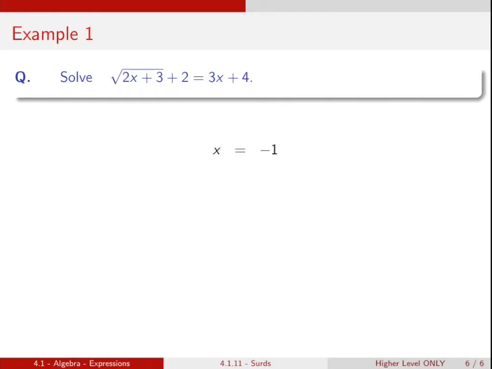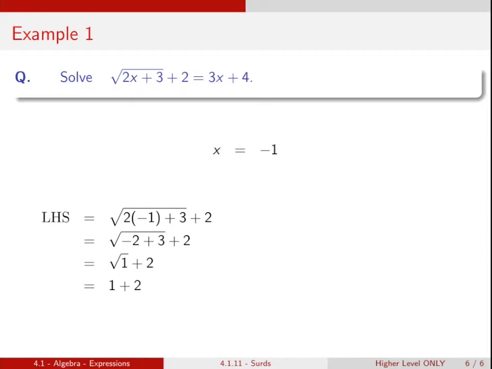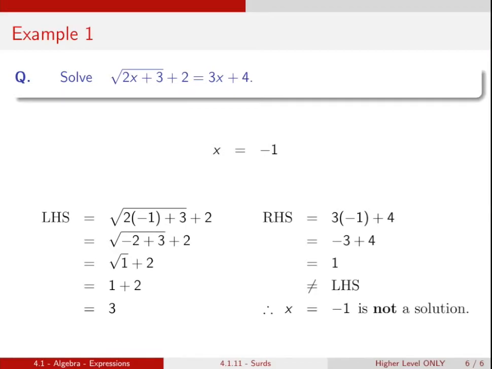Now let's check our second value, x equals minus 1. The left-hand side, subbing it in, I get the root of 2 times minus 1 plus 3 plus 2. So that's the root of minus 2 plus 3 plus 2. That's the root of 1 plus 2, which is 1 plus 2, which is 3. And the right-hand side, 3 times minus 1 plus 4 is minus 3 plus 4, which is 1, which is not equal to 3, which was what we got on the left. So x equals minus 1 is not a solution.